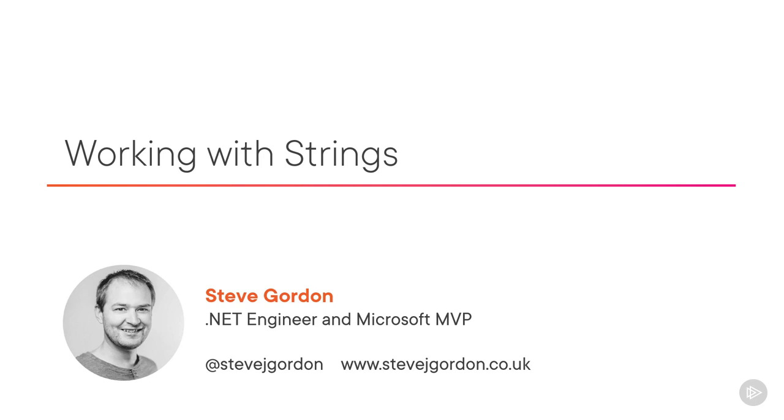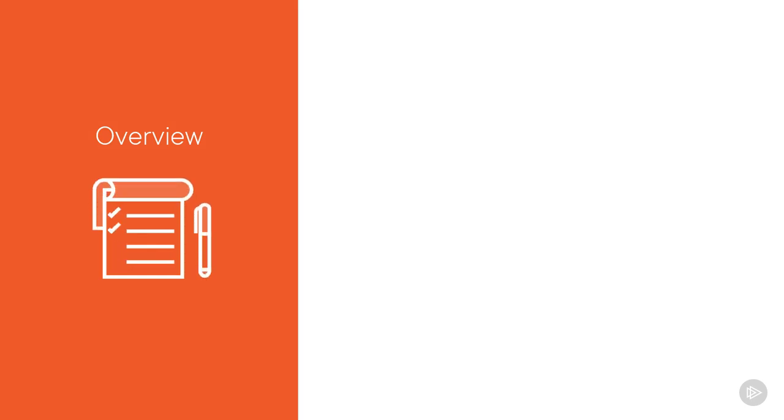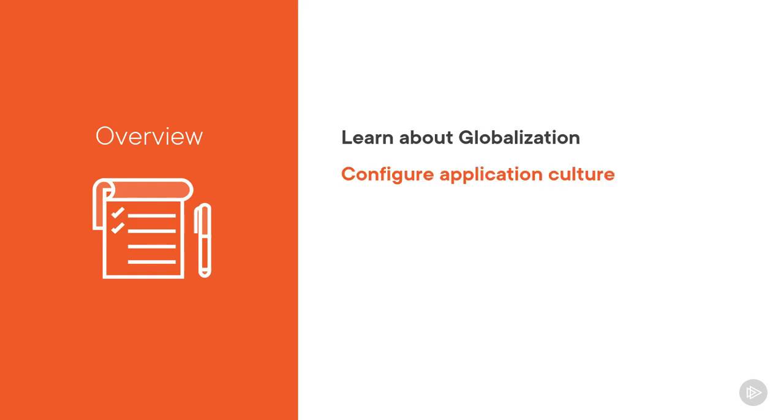In this module, we will begin working with strings in the data processing application. We'll start by learning about the concept of globalization. We will then configure the data processing application to control its application culture. We'll learn how to validate string data using common convenience methods.